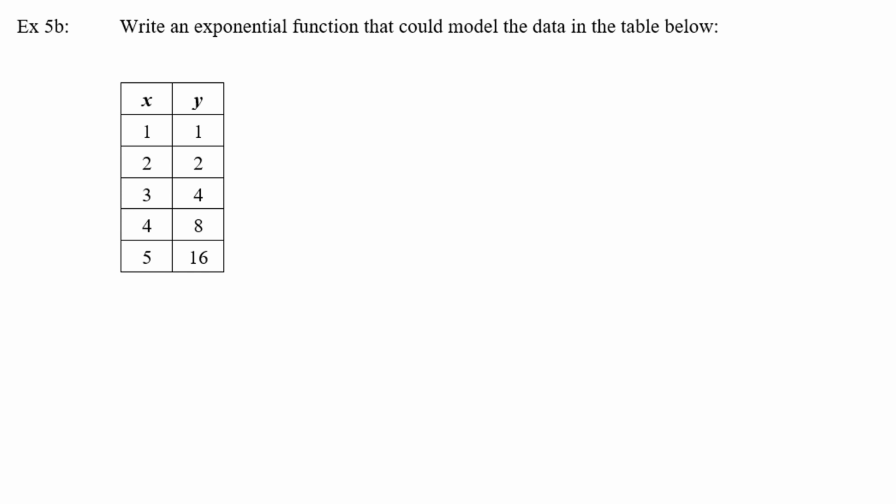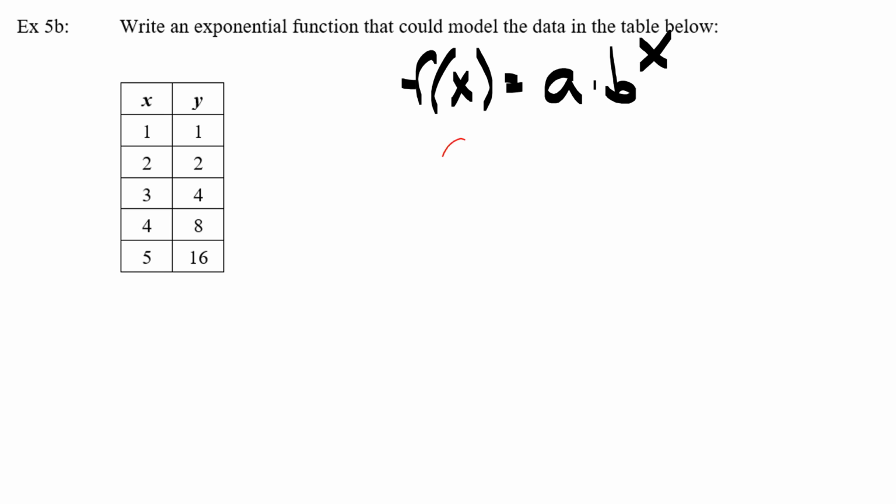Example 5e, similar to what we just did, write an exponential function that comes out of the data in the table below. Again, we're going for the most basic function, f of x equals a times b raised to the x. Now, a is your initial amount. When x is 0, what's y?